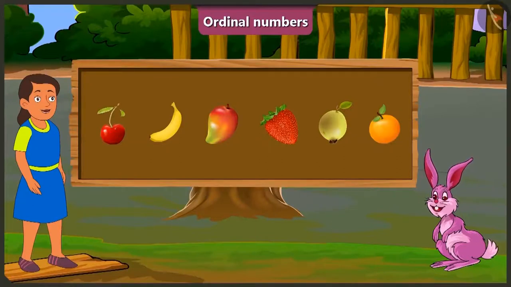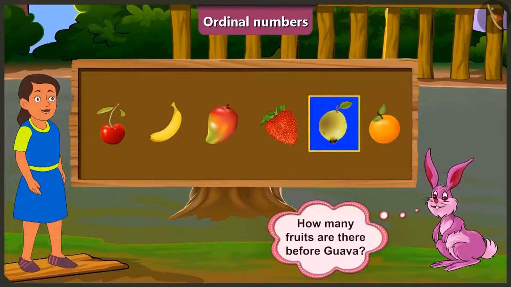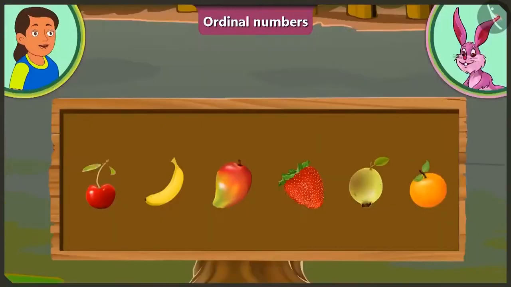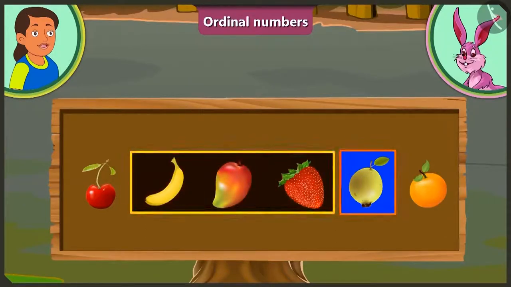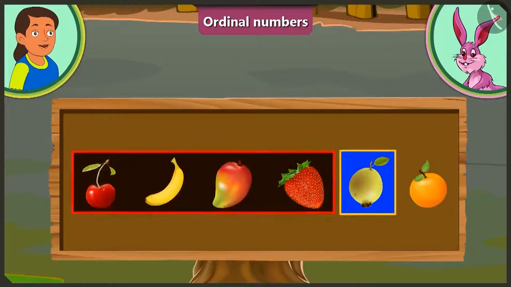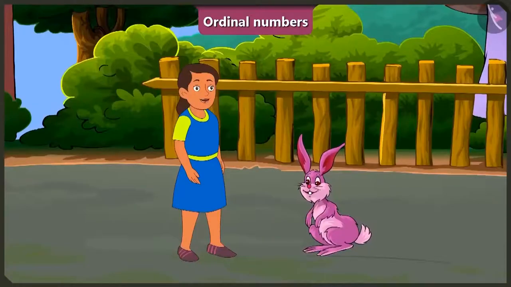Now tell me, how many fruits are kept before guava? I have to tell the number of fruits kept before the guava. Let's start. Before guava, there are 1, 2, 3 and 4 fruits. Well done, Bubbly. Thank you for teaching me this, Bunny.